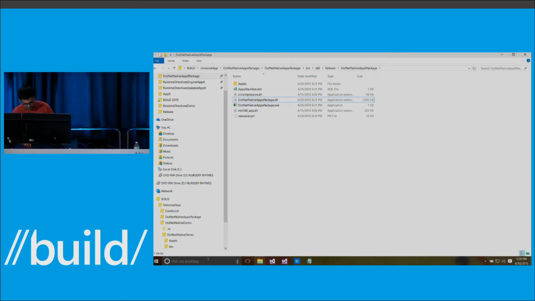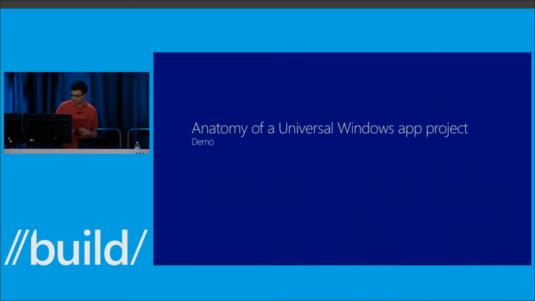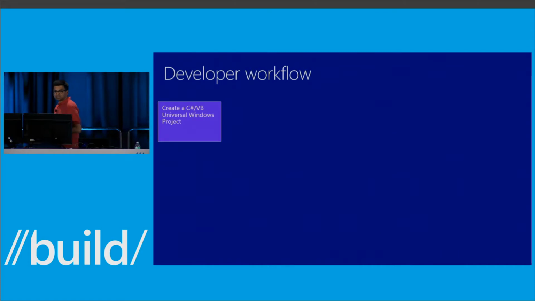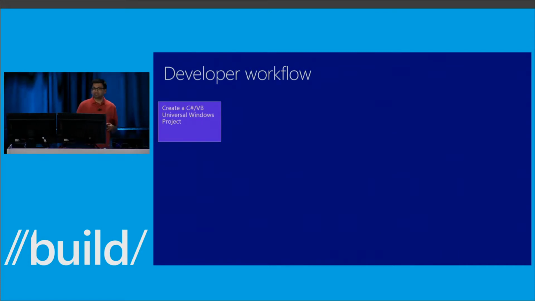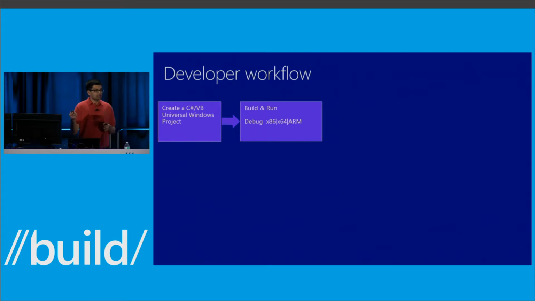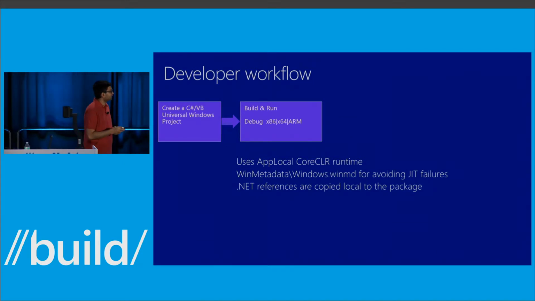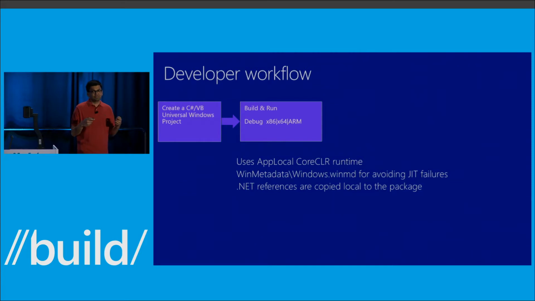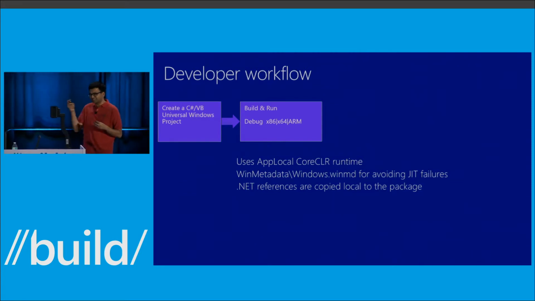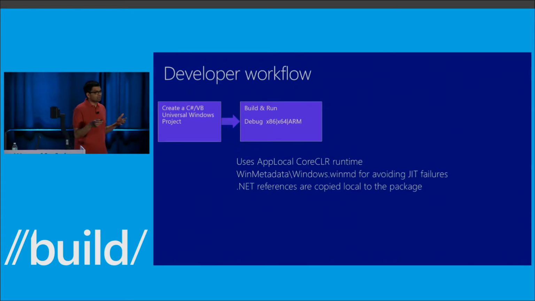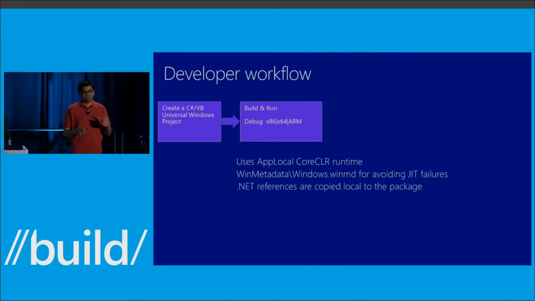OK, so let's switch back to slides for a second before we come back to showing another part of the workflow and do a quick summary, because we talked about a lot of things. You'd continue to build your application in your language of your choice, C# or VB, no problem. You'll build and run your application as debug. And the big differences here are you're using the core CLR for debugging your application. We do have a metadata file that we generate, and we keep it updated with all SDKs that you could ever install on the machine, so that when you're testing your application, you don't run into any JIT failures. And then, of course, we'd copy all of the .NET references into your package as well.